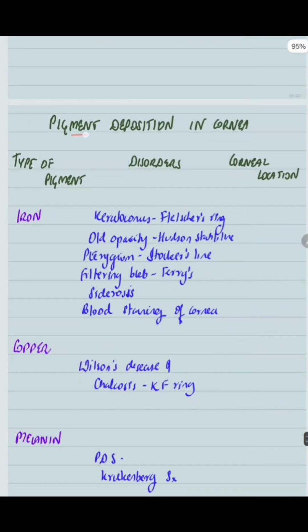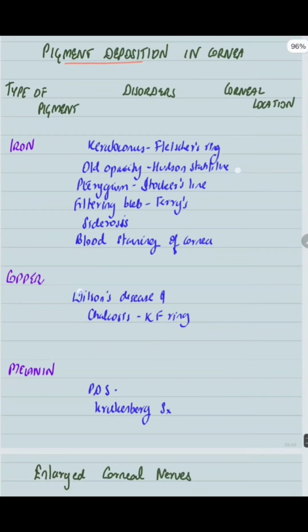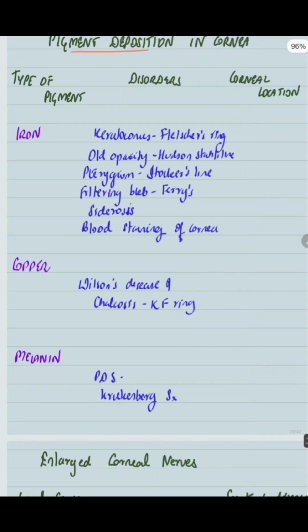Now coming to certain pigment deposition in the cornea. Iron pigment deposition, in keratoconus is known as Fleischer's ring. Old opacity, it is known as Hudson-Stahli line. Pterygium, Stocker's line. Filtering bleb, Ferry's line. Then siderosis, also there is iron deposition. Blood staining of the cornea, also there is iron deposition.